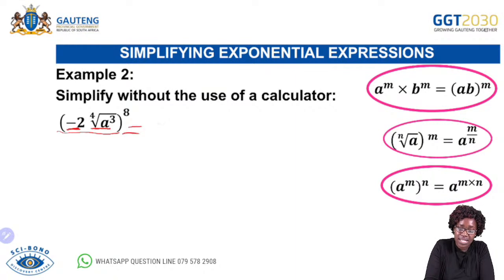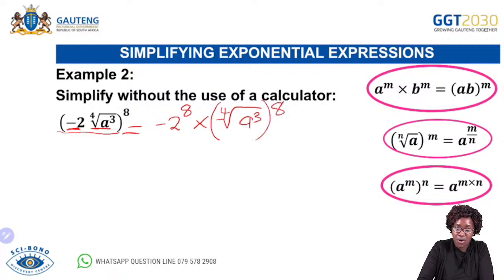We are going to take -2 and raise it to the power of 8. Then this is going to be multiplied by the fourth root of a to the power of 3, which should also be raised to the power of 8. So we are working with this law in reverse.